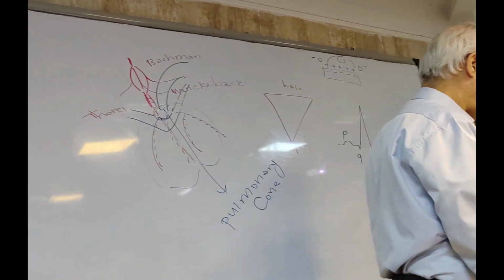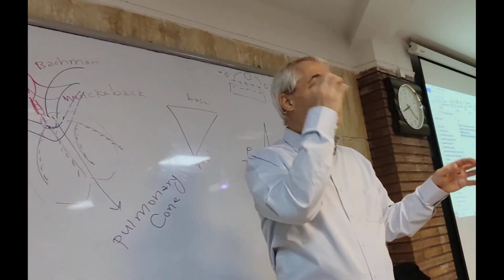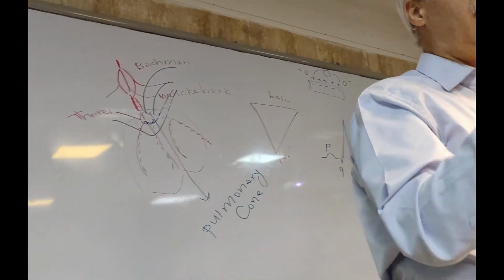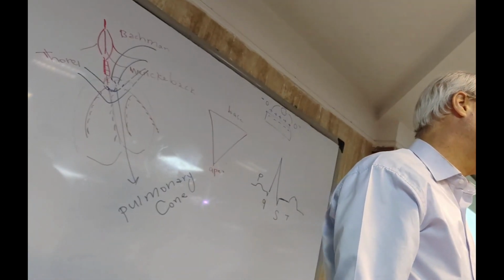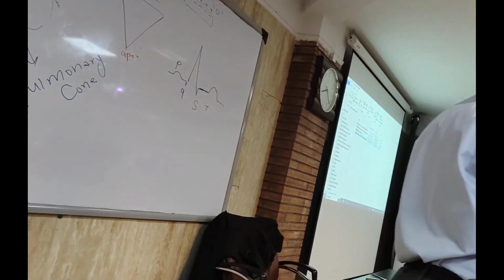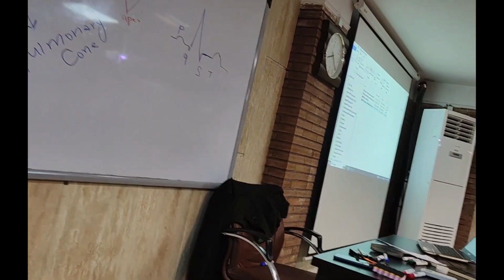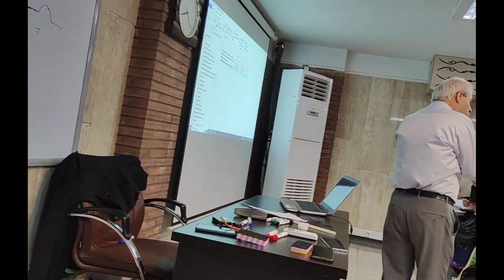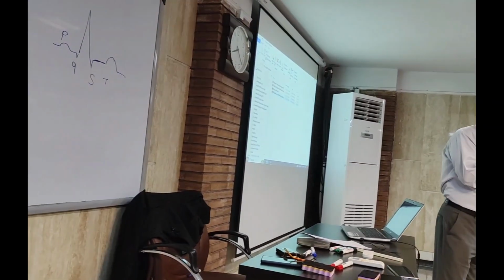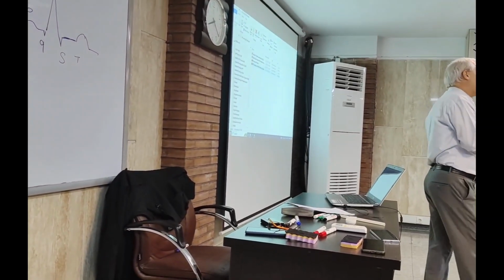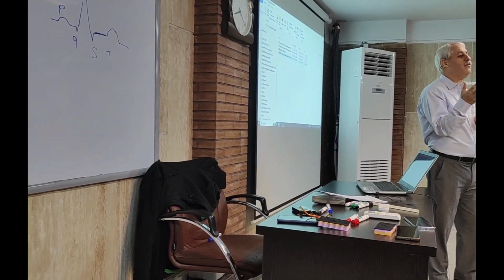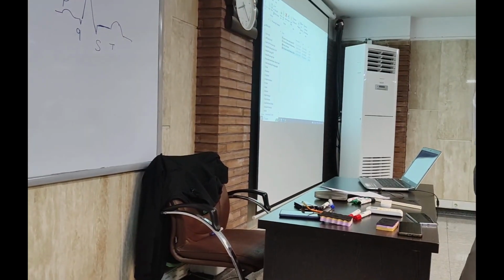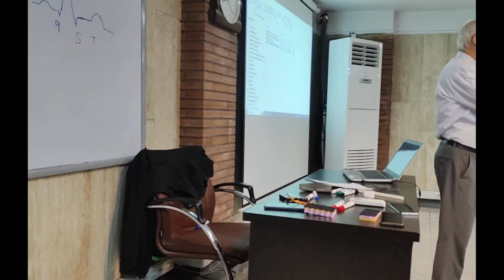Now, in the atria, the first part that is depolarized is the first part that is repolarized. This is not the situation we can see in the ventricle. Why? Because you have a high pressure in the left ventricle. This high pressure causes less nutrient supply to the endocardial surface of the left ventricle. How much is the peak pressure? 120.